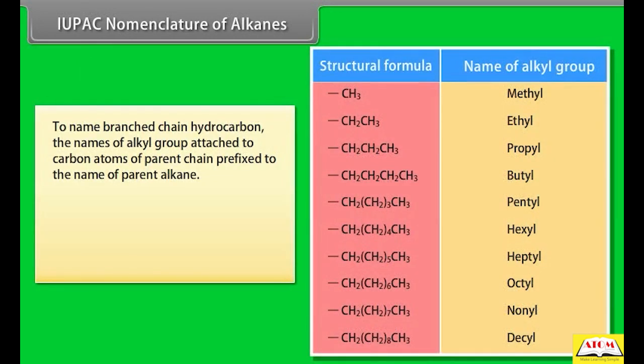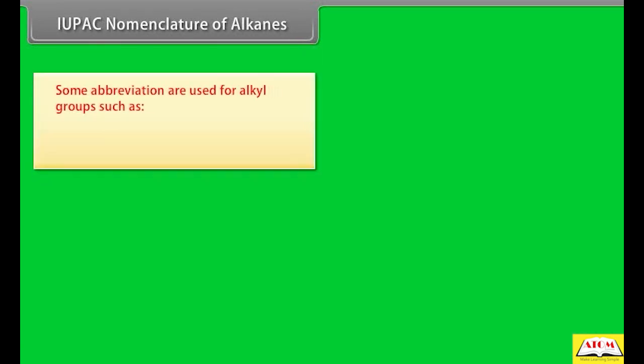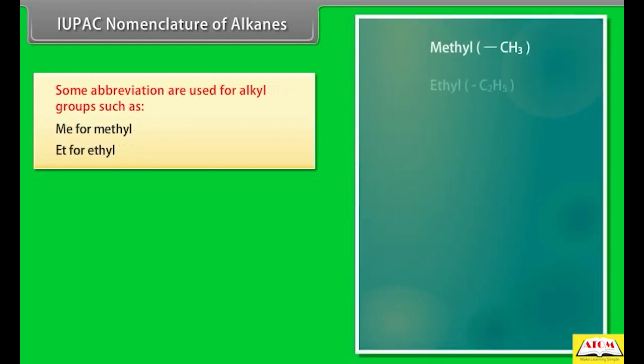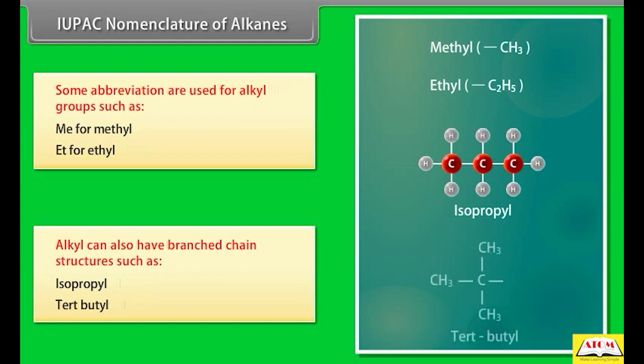To name branched chain hydrocarbon, the names of alkyl group attached to carbon atoms of parent chain prefix to the name of parent alkane. An alkyl group is formed from saturated hydrocarbon by removing one hydrogen atom from carbon. To name alkyl group, we substitute YL. Some abbreviations are used for alkyl group, such as Me for methyl, Et for ethyl. Alkyl can also have branched chain structures such as isopropyl, tert-butyl.